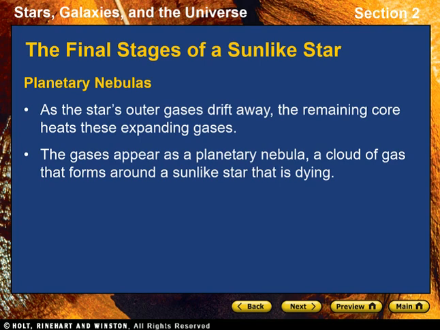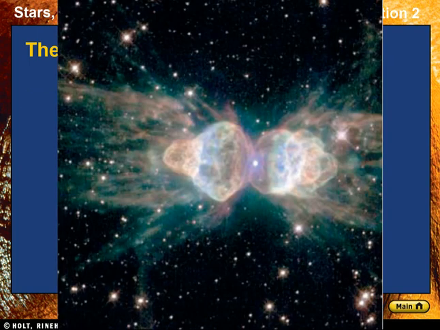Planetary nebulas. As the star's outer gases drift away, the remaining core heats these expanding gases. The gases appear as a planetary nebula, or cloud of gas that forms around a Sun-like star that is dying. Some of these clouds may form a simple sphere or ring around the star. However, many planetary nebulas form more complex shapes. For example, the Ant Nebula has a double-lobed shape, as is shown in Figure 7 or on the screen here.